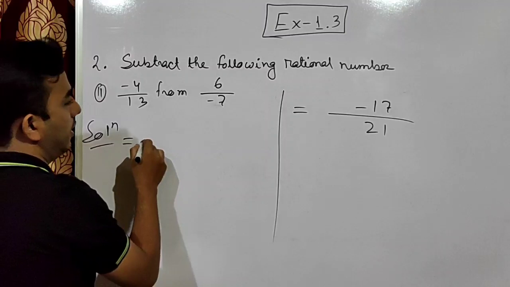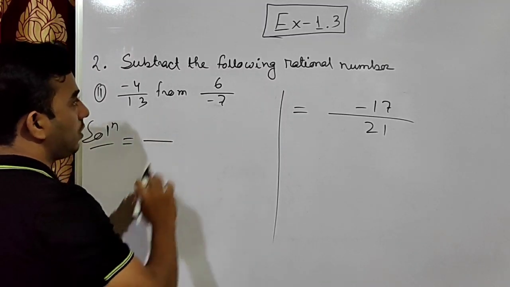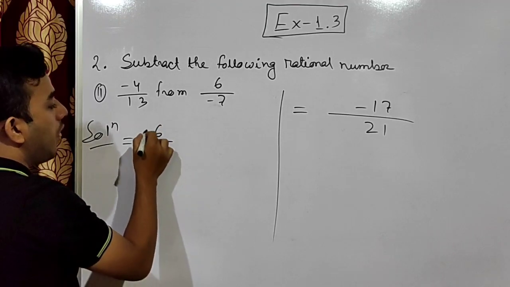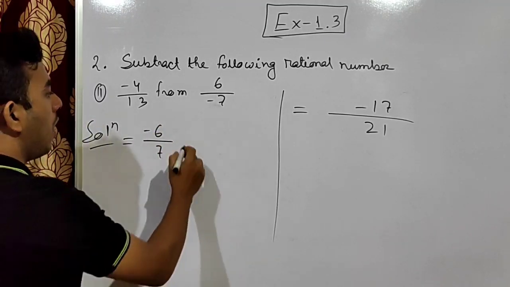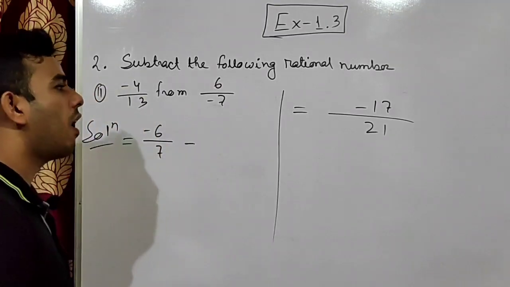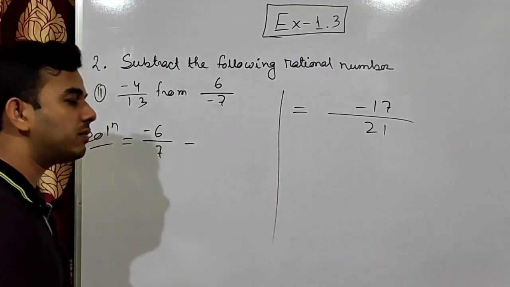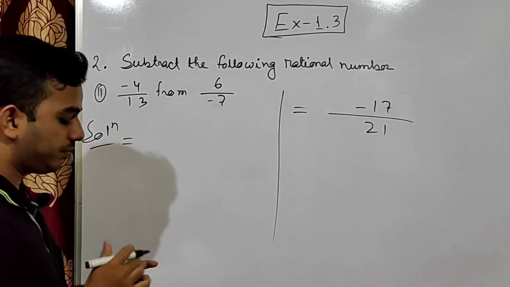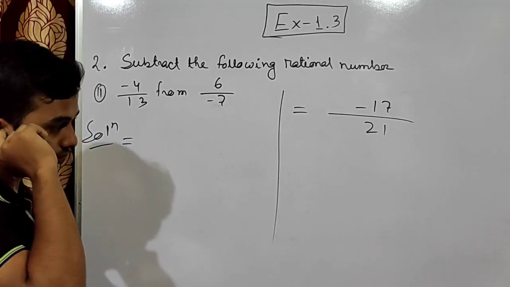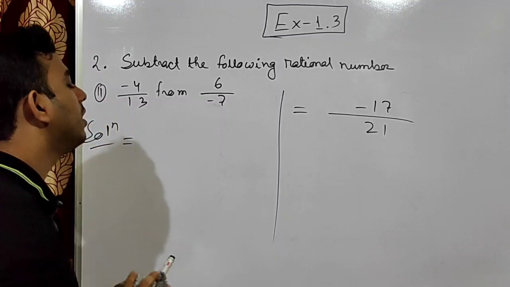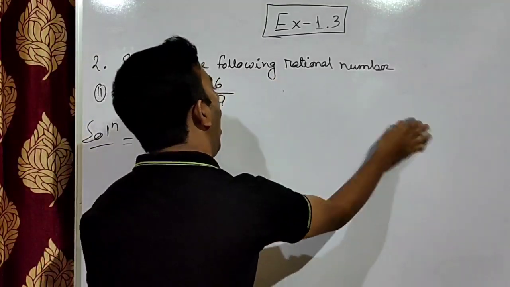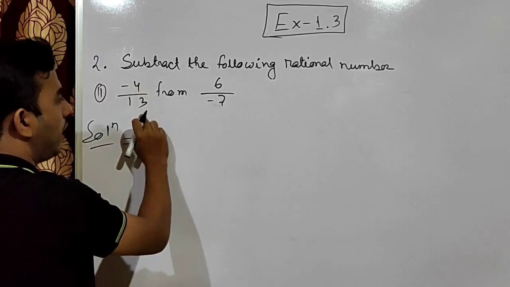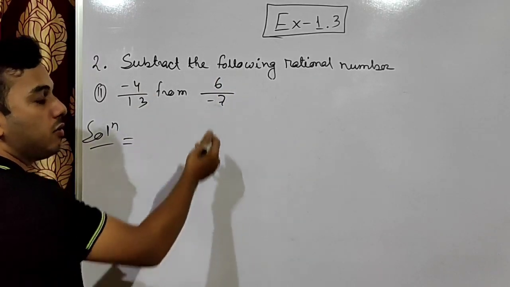So we will write equal sign. Then we have to subtract this minus 4 by 13 from this one, isn't it? So we will write 6 by minus 7. Okay, now look, we have to subtract 4 by 13 from this fraction, right? That is 6 by minus 7. So first we have to write this one.